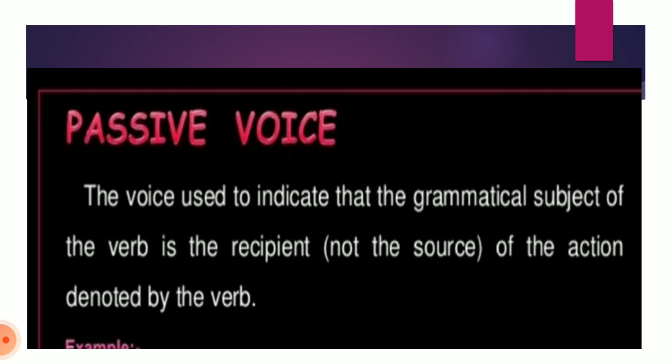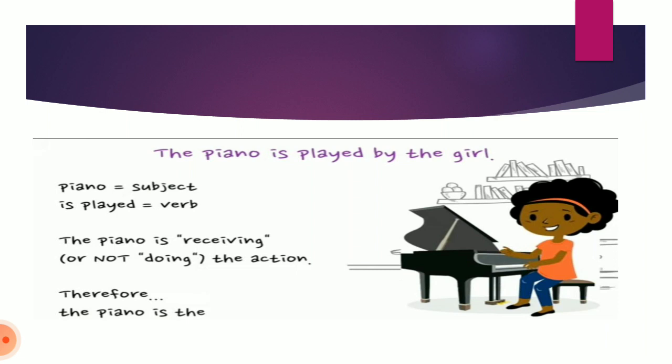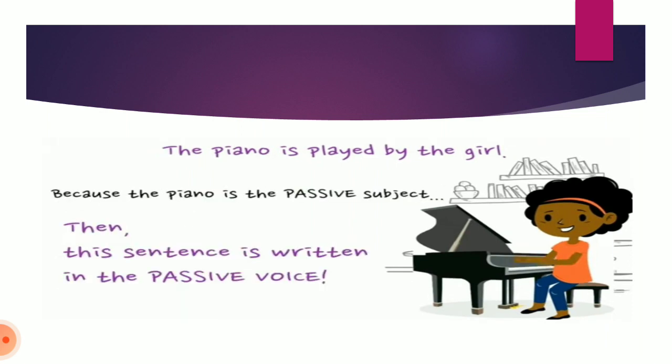Let's come to one more voice, that is passive voice. This voice is used to indicate that the grammatical subject of a verb is the recipient of the action denoted by the verb. Let's see one more example regarding the passive voice: the piano is played by her. Here the piano is the subject, is played is the verb. The piano is receiving the action, not doing it. So this sentence is in the passive voice form.